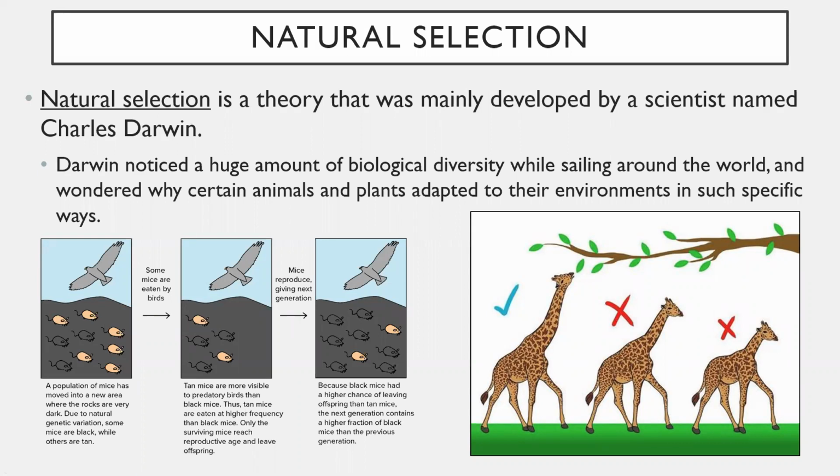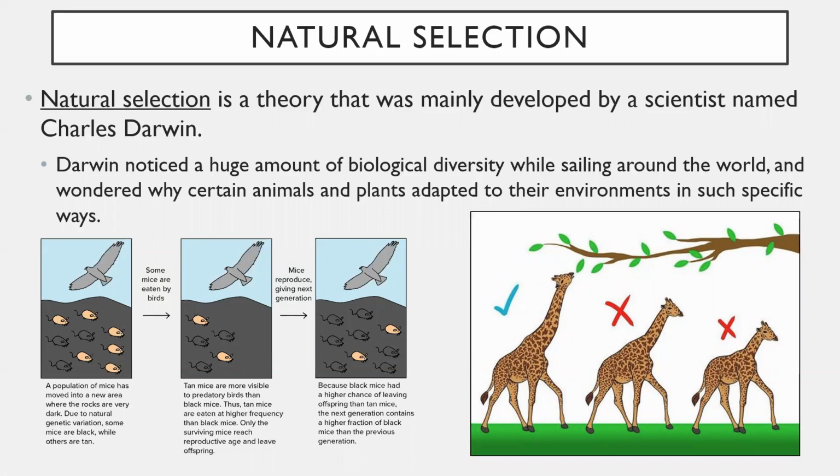Natural selection is a theory that was mainly developed by a scientist named Charles Darwin. Now, Darwin noticed a huge amount of biological diversity while he was sailing around the world, and he wondered why certain animals and plants adapted to their environments in such specific ways. Basically, the whole idea of natural selection says that the animals and plants that have specific traits that help them survive are the ones that are going to live long enough to have children. And then, of course, those children will grow up, and that cycle continues, right? So over a large amount of time, natural selection is theorized to cause certain animals and plants to change towards a certain genetic structure.